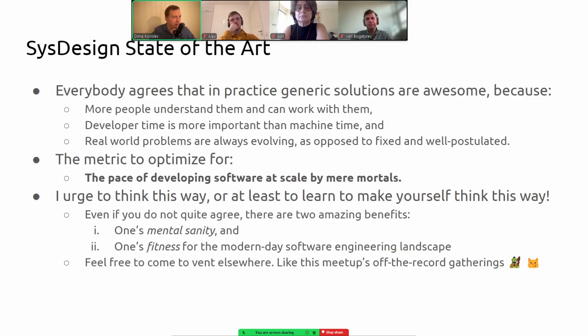And I thought long and hard about how to best put this into one sentence, and the sentence that is bolded here on the slide: the metric to optimize for is the pace of developing software at scale by mere mortals. By at scale, I mean you need to be able to grow the team from 3 people to 30 to 300 to 3,000. And by mere mortals, I mean there's a healthy pyramid, a healthy distribution of levels. You're lucky if 3 of 100 would be staff plus levels, and more than half would likely be mid-levels and juniors.